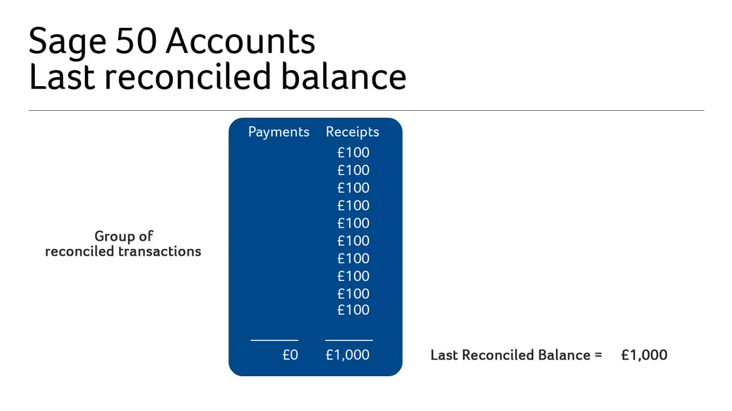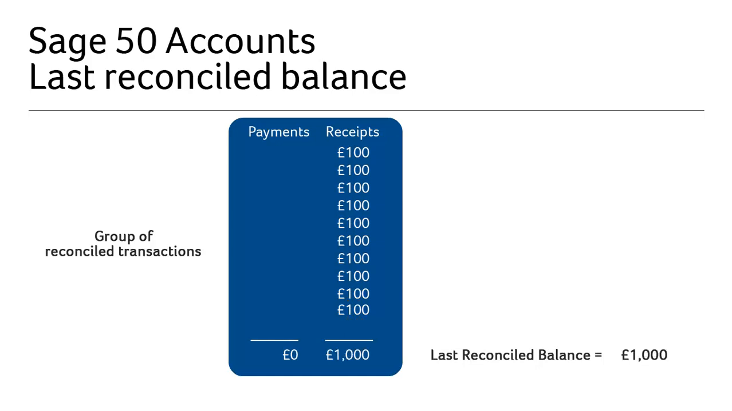When you reconcile your bank, if the reconciled balance doesn't agree to your bank statement, it means that something must have changed to the group of reconciled transactions. And there are a number of possible changes. The first and probably the most common change is that a reconciled transaction has been deleted, so a transaction is being removed from the group. In our example, if we delete one of the receipts, the sum of the group is now £900.